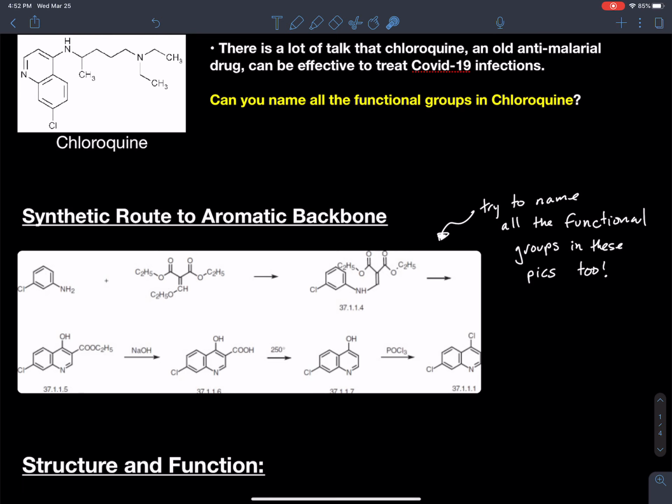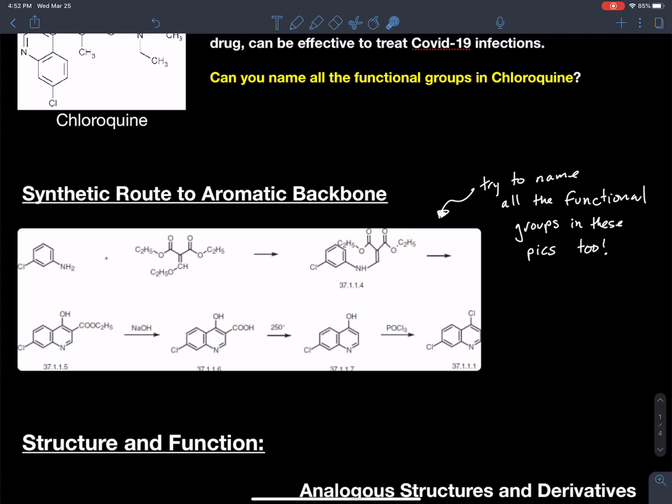Now, you're not going to be responsible for this, but here's just an example of an organic chemistry cookbook. But in all these structures, you can also go through it and see if you can name some of these functional groups that are here. Like this is a carboxylic acid. This is a hydroxyl group. I wonder what that is. I wonder what that is. All right, so you guys can go through all that.